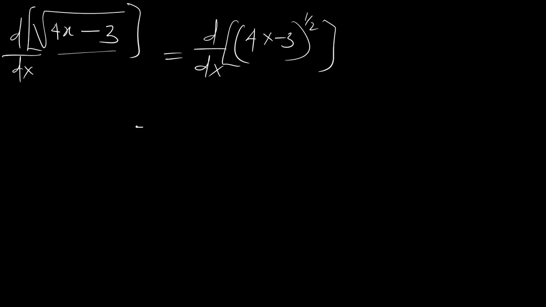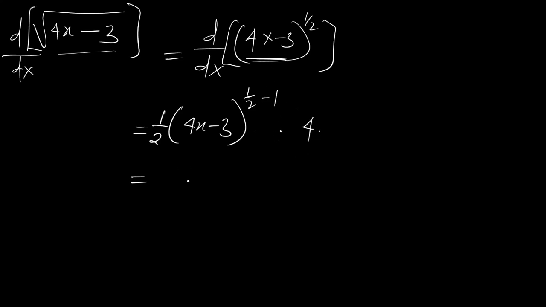Now if you do the derivative of this function, you will differentiate with respect to the function inside here, so the function inside will remain the same. You have the exponent, use it to multiply according to the power rule, into 4x minus 3 to the power 1 over 2 minus 1, times the derivative of this with respect to x, which is 4. So this will now be 4 times 1 over 2, which is 2.